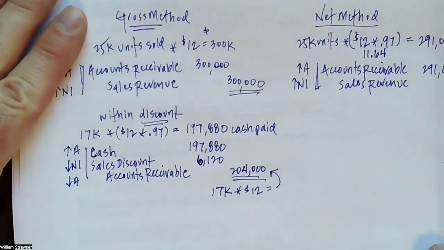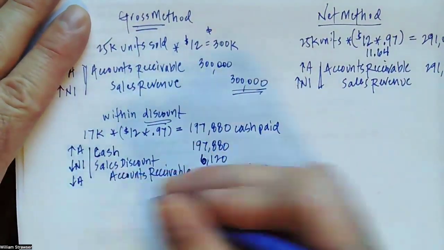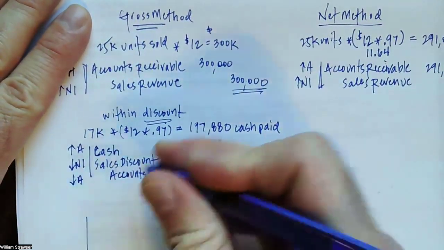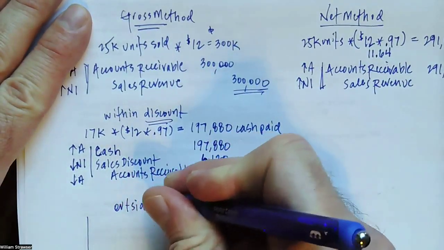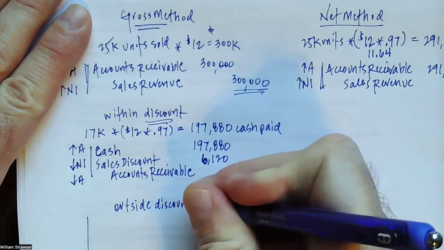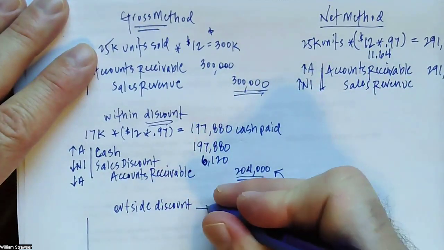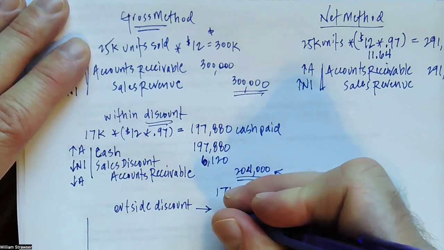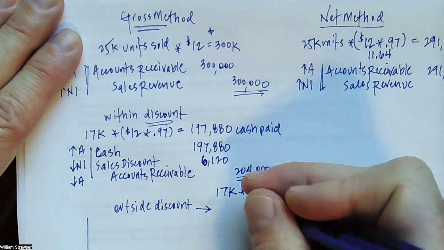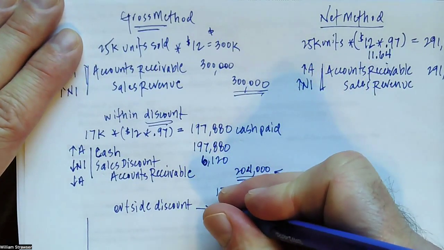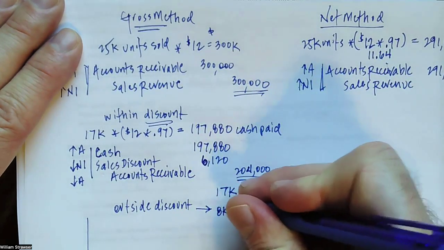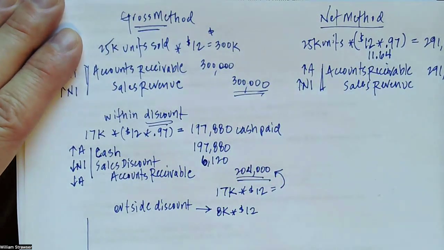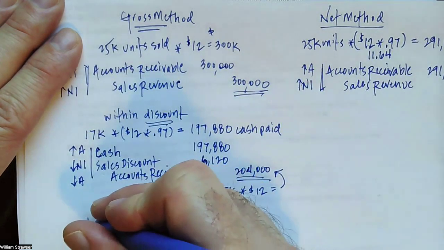So now for the remainder of the units, they paid outside the discount. They get no discount terms. Since it's outside the discount, those last 8,000 units that were paid for are going to be at full price in cash terms. So it's 8,000 times 12, and that's 96,000.